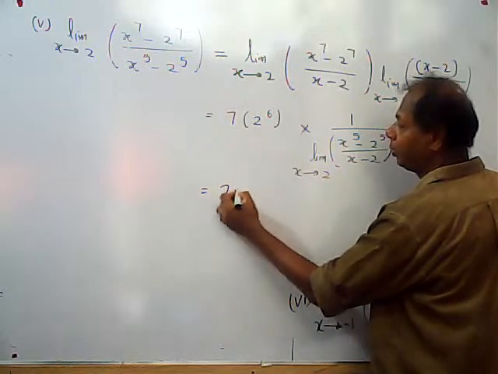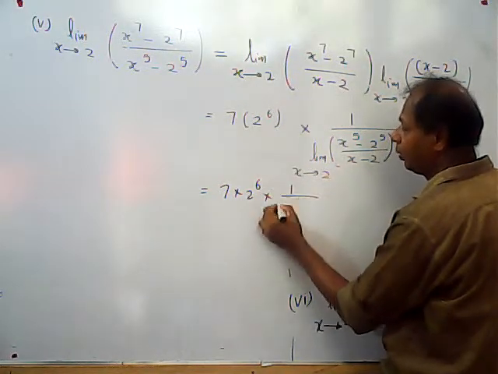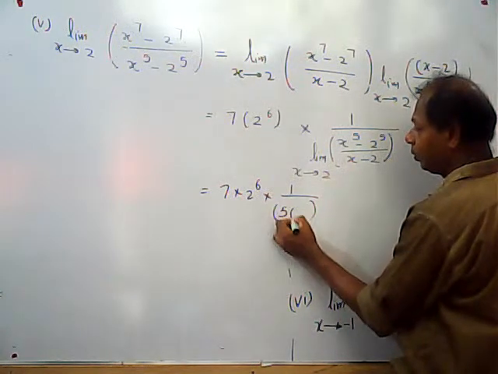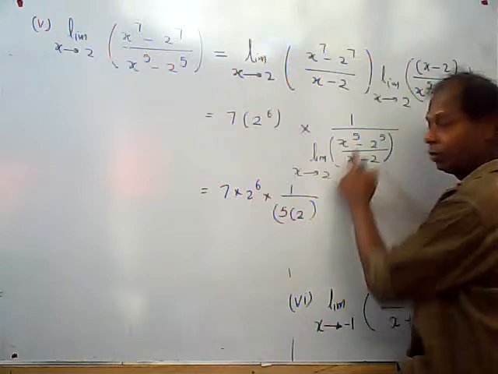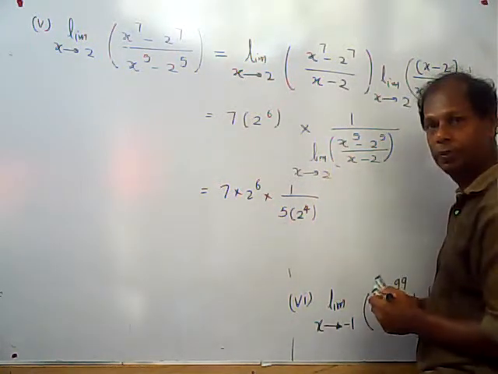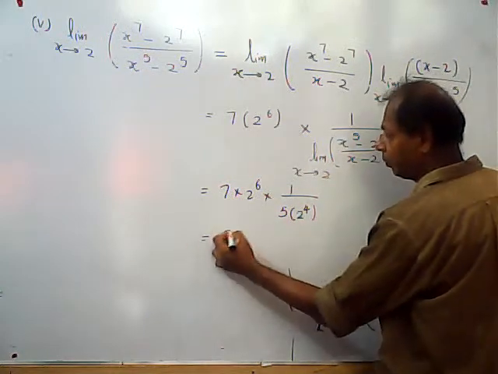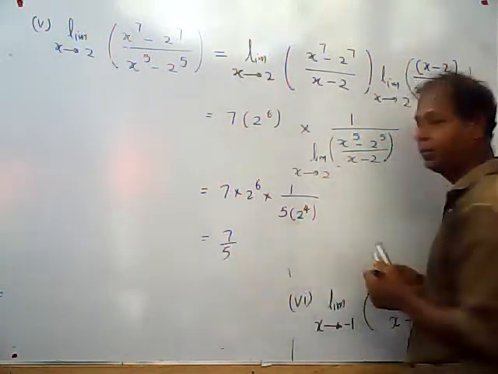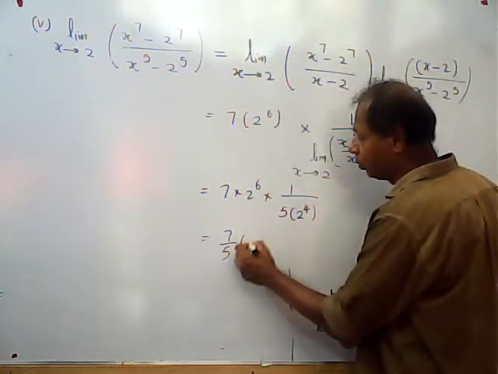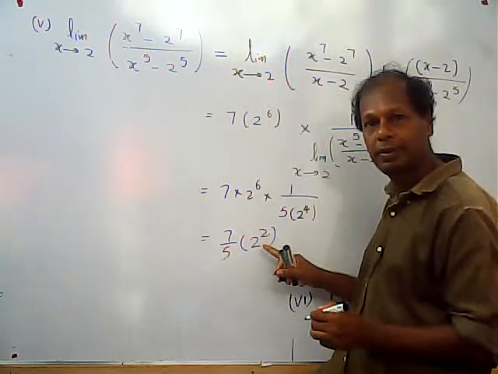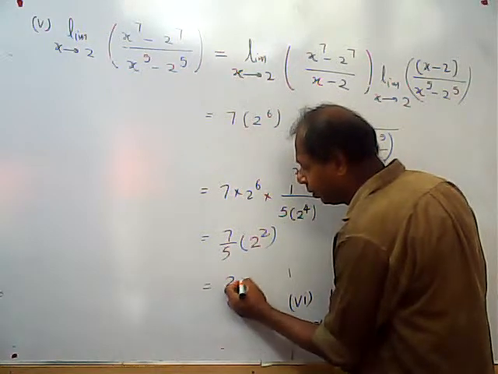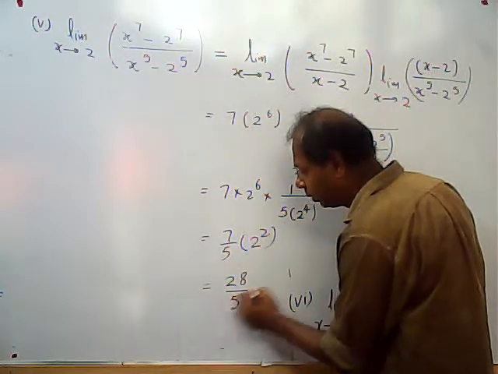Here we have 7 into 2 to the power 6 into 1 over this part, which gives similarly 5 into 2 to the power 4. Simplifying a bit, it's 7 over 5. You have 2 to the power 6 divided by 2 to the power 4. So that will give 2 to the power 2. So that's 4. 7 into 4, 28, divided by 5. Finally, the limit is 28 over 5.